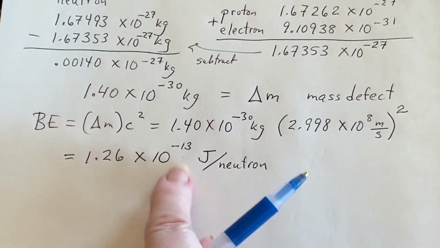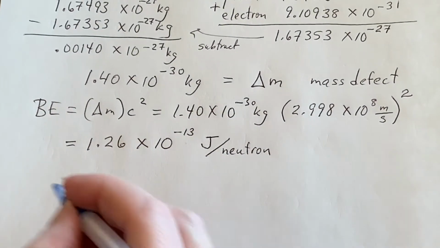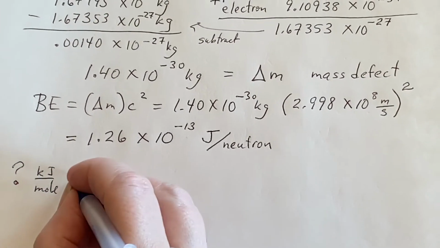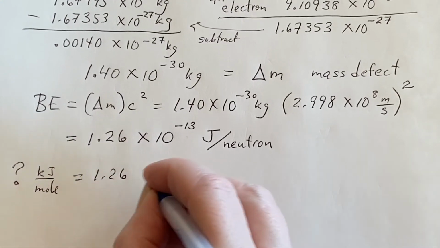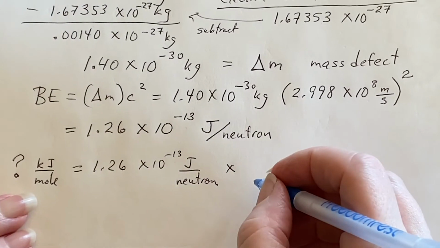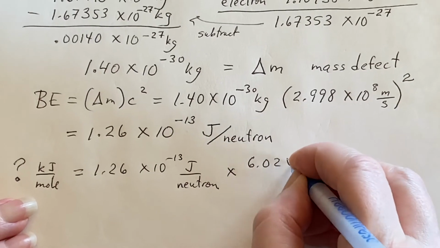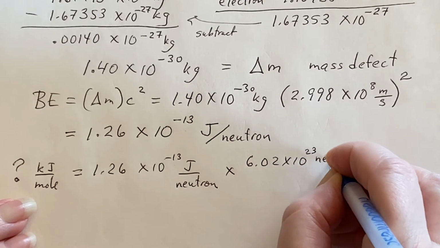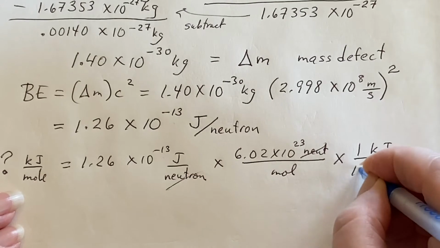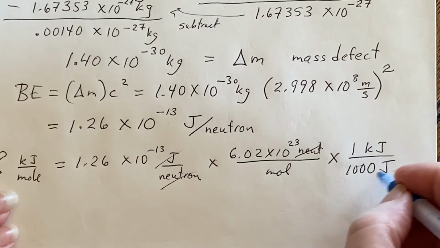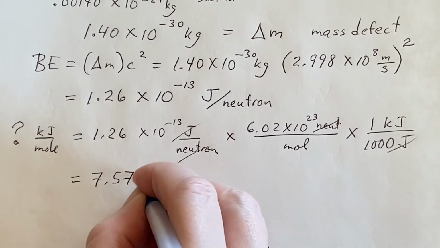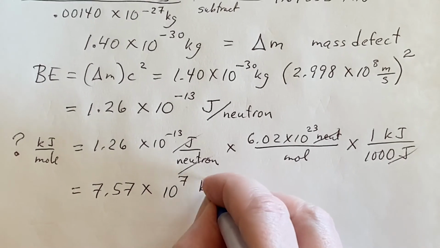But they didn't want it in this form. They said they wanted the answer in kilojoules per mole. So, okay, I need this answer in kilojoules per mole. And I'm starting with it in joules per a single neutron. So the first thing I'm going to do is say I really need my moles here. So there would be 6.02 times 10 to the 23rd neutrons in a mole. And then the last thing, I want it in kilojoules. So 1 kilojoule is the same thing as 1,000 joules. And that will take care of it. And I'll have my correct units. I will get 7.57 times 10 to the 7th kilojoules per mole.